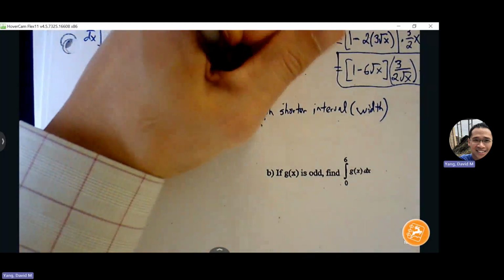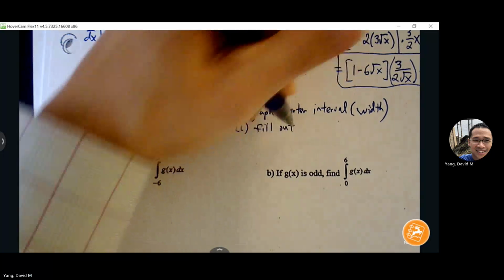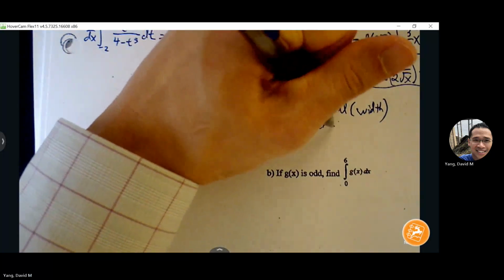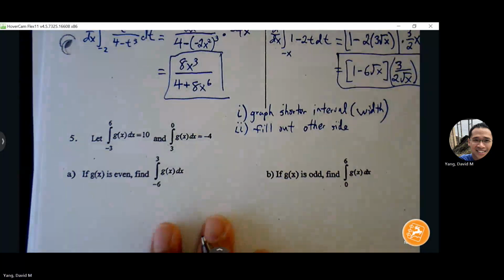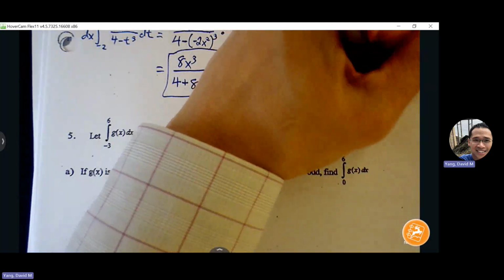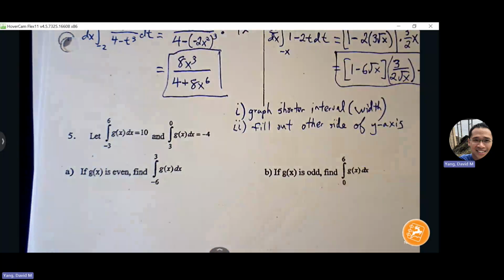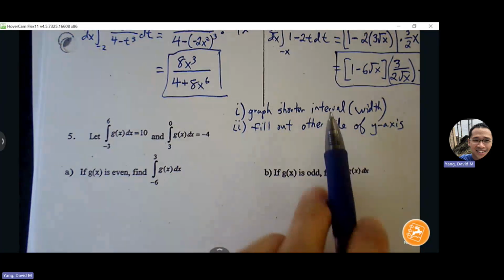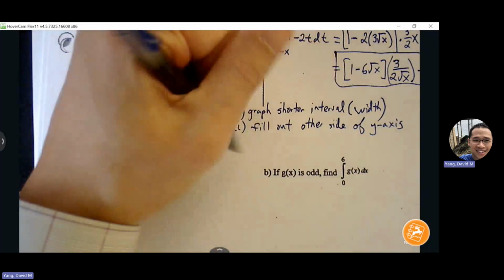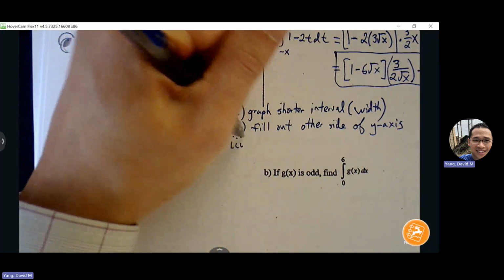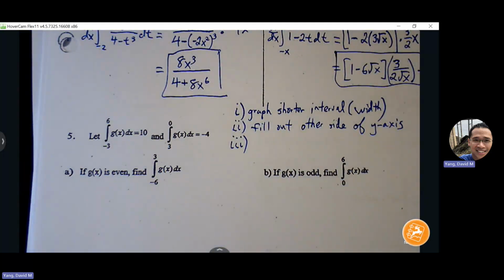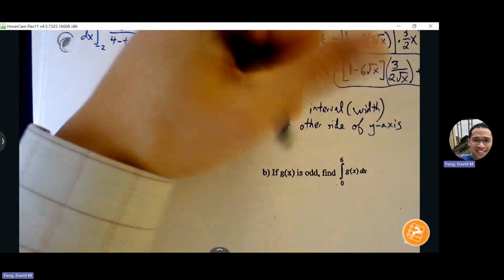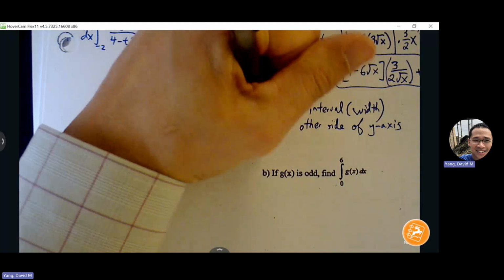Second, you want to fill out the other side of the y-axis with what you know so far, right? If I have one part of the graph showing, if it's even, I'm going to duplicate it. If it's odd, I'm going to do equal but opposite. And then once you get as much as you can with that shorter interval, then you can bring in that larger interval, especially if there's an overlap. We want to make sure that we can evaluate what's happening with that overlap. So we can graph the larger interval last.